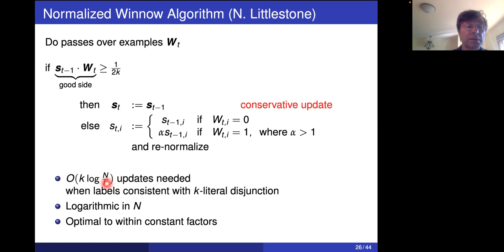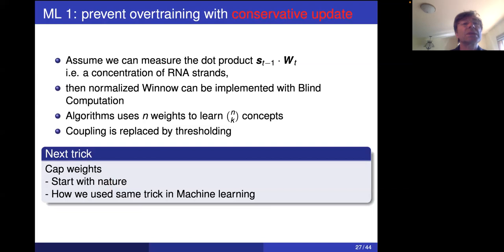Okay, good. So we showed that the first method in machine learning prevents overtraining with a conservative update. If you want to implement this with PCR technology, you would need a way to measure how many strands you have in a soup. I talked to some people and they said there's some kind of radioactive dye that lets you do this. Of course, they always have lots of grad students, they don't care. But there's supposedly a way to do that.